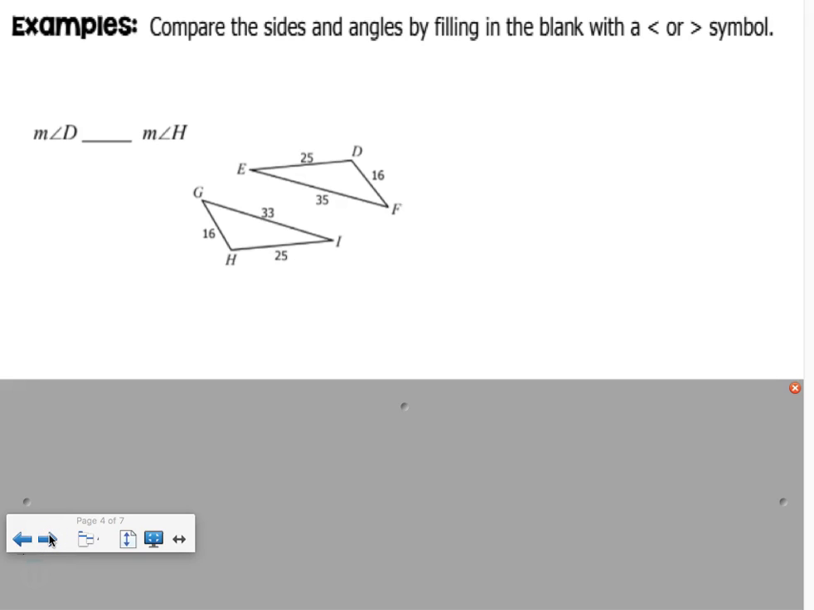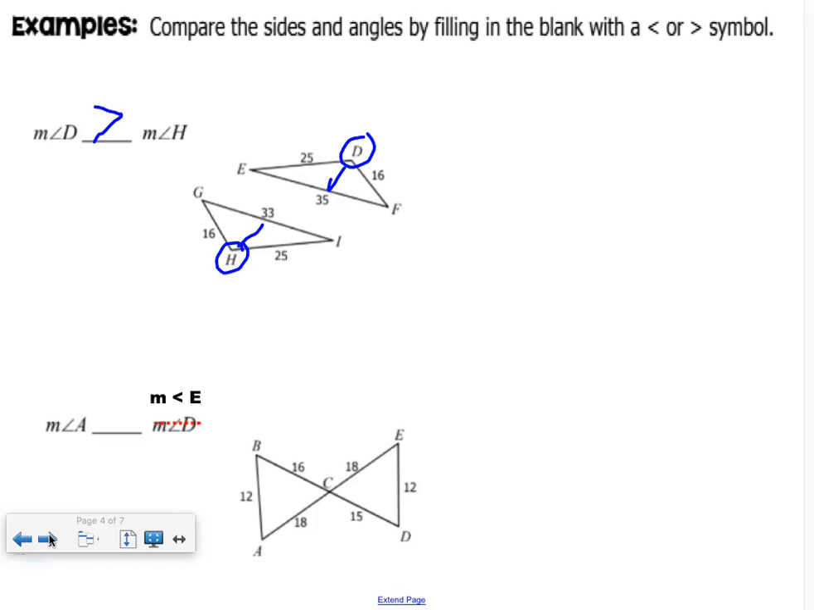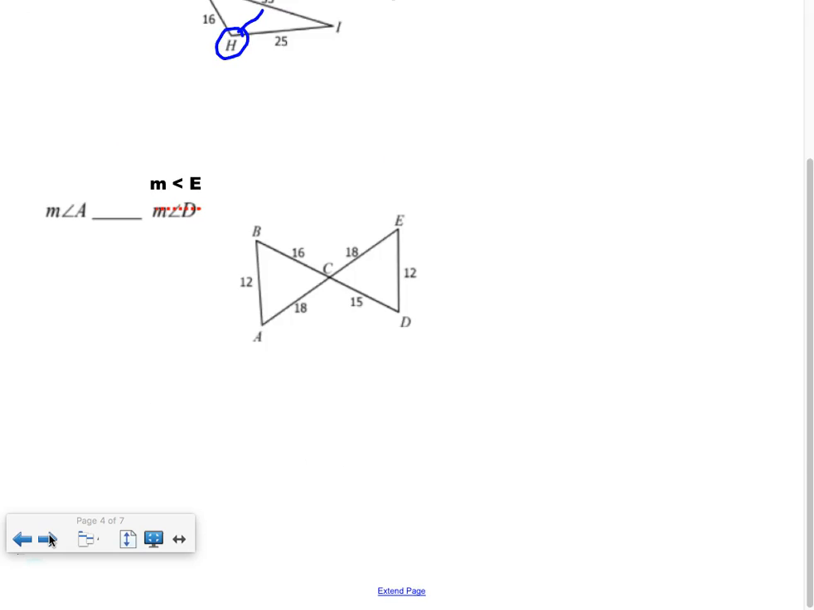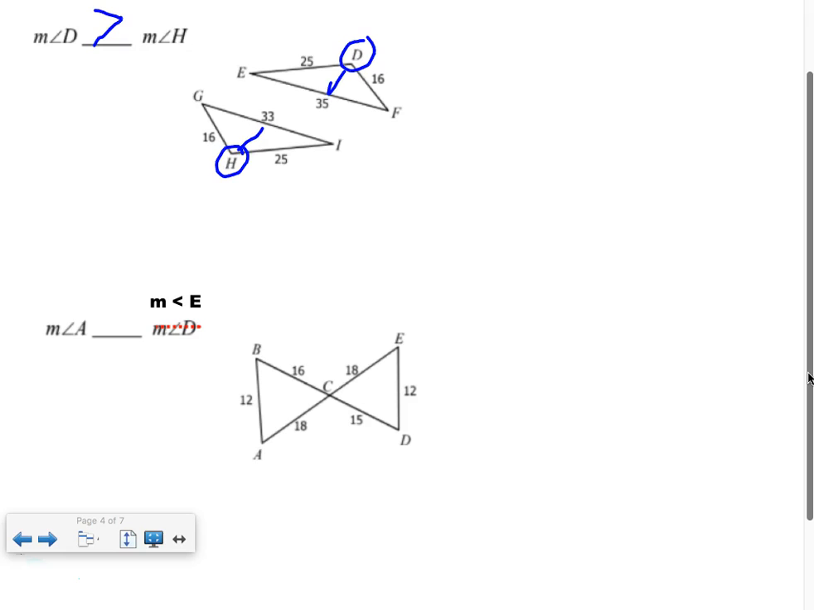Okay, now we're trying the converse. Can we go the other way? Now let's look at the angle. So we're comparing the measure of angle D and the measure of angle H. Which one is bigger? D, because it's across from 35, and the other is across from 33. And there's a typo on this one. Sorry, guys. It should be angle E, not D. Which one is bigger? Angle A. Yeah. Does that make sense, or is it too simple when I explain it?